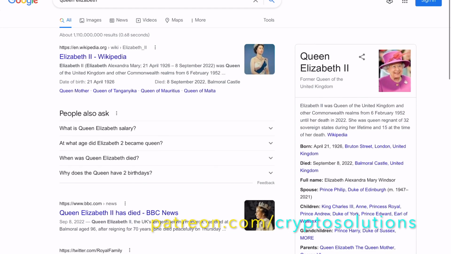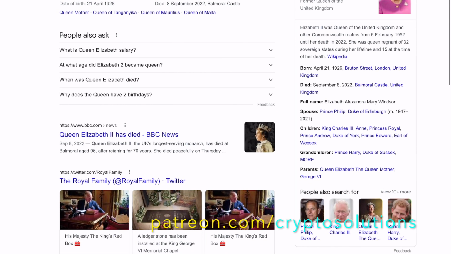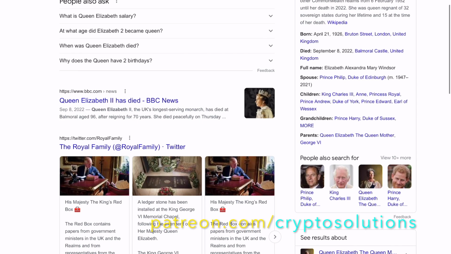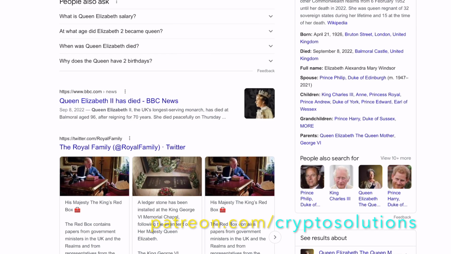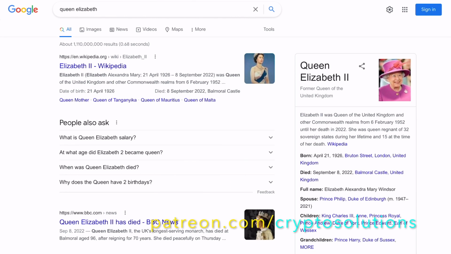It's September 8th, 2022. That's very interesting, because right here, guys, look at this: age 96 after reigning for 70 years. She died peacefully on Thursday. Look at the 7-year cycle, guys. This was intentional, and it has almost everything to do with Gematria, because I'm going to show you very quickly what I mean by this. So let's see here, guys.